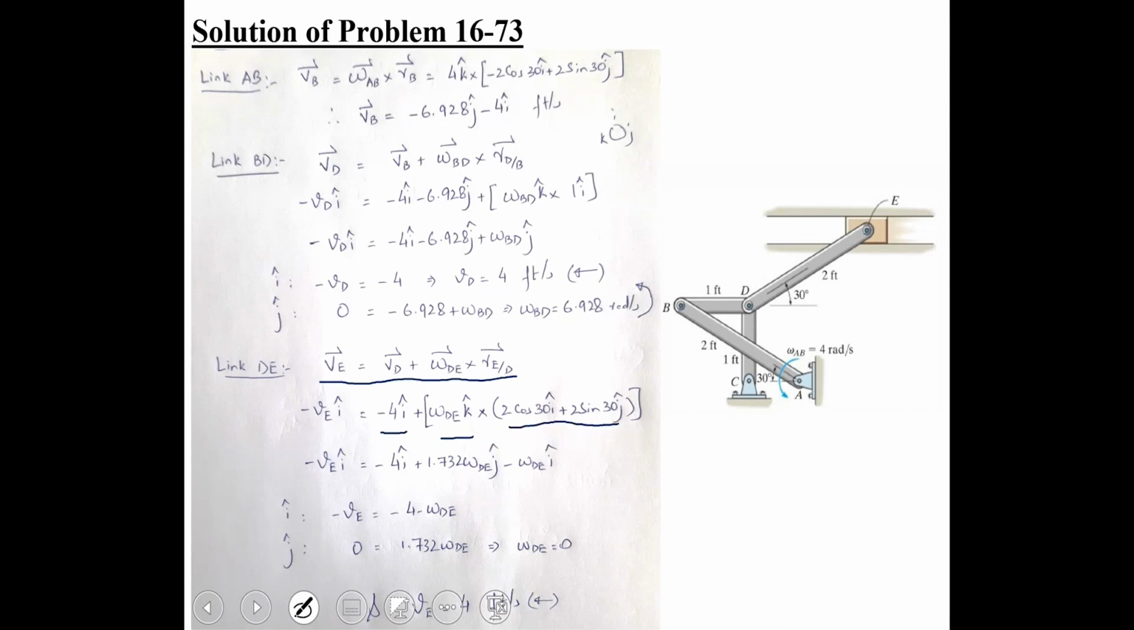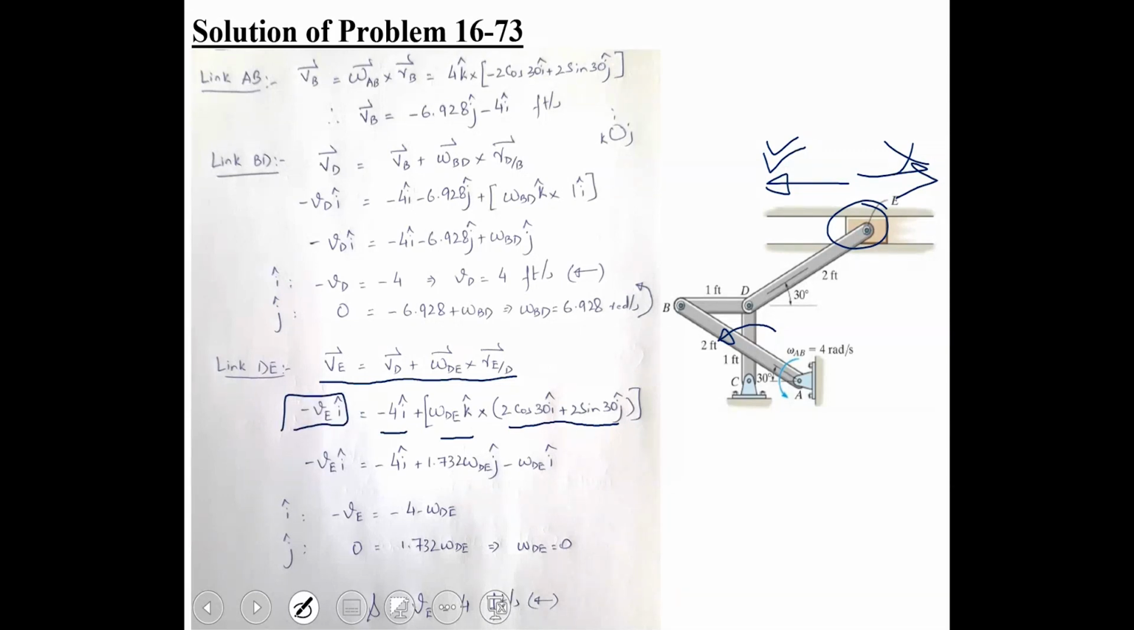plus 2 sin 30 j. As far as the velocity of point E is concerned, since the slider is constrained to move along the horizontal axis, so it should have the velocity along the horizontal axis. Positive या negative वो हम judge कर सकते हैं कि since DE is moving in a counterclockwise direction, so there is no way कि ये piston E जो है वो right की तरफ जाए. Piston E should always be moving towards the left, so we can write VE to be equal to minus VE i.